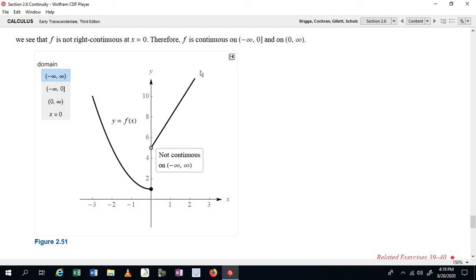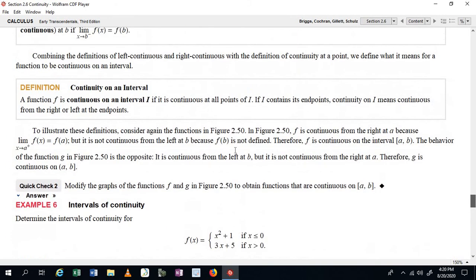Okay, so the interval of continuity over here would be 0 to infinity, not including 0. Okay, and so the answer is f is continuous on this interval and on this interval. Okay, so that would be the intervals where the function's continuous. So that's a good application of what we mean by continuity on an interval.